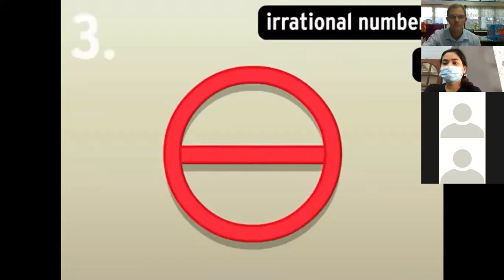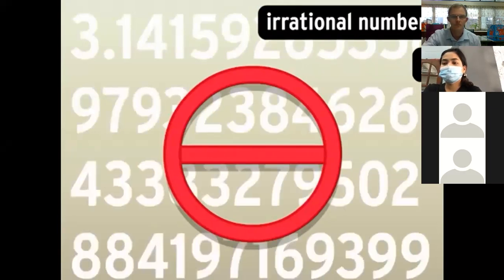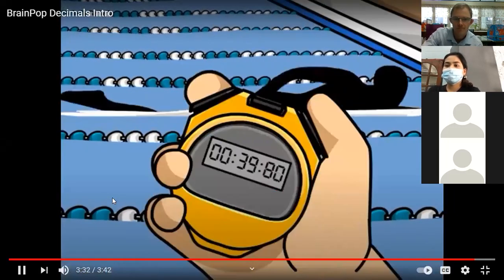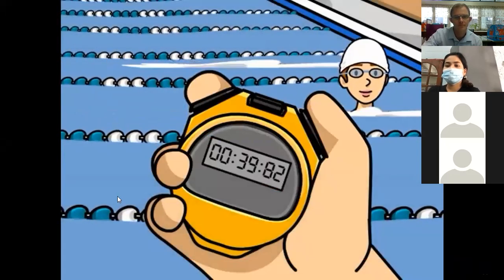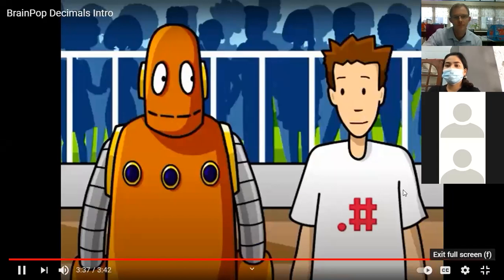Pi starts off 3.14159, and then it keeps going and going without any repeating pattern. Convinced yet? 1/100th of a second faster than Rita. See? Decimals matter.